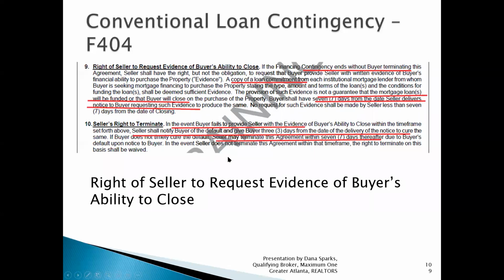And there's more important stuff I need to get to before this. I'll be more than happy to answer your questions about this at a later point in time. Maybe I'll do a video on this. I think I've done a video in the past, but just because you get a loan commitment letter from a lender, listing agents, does not mean that it's going to close.